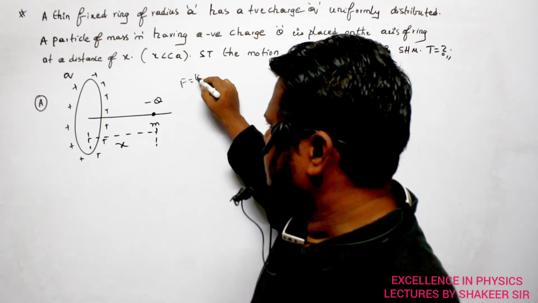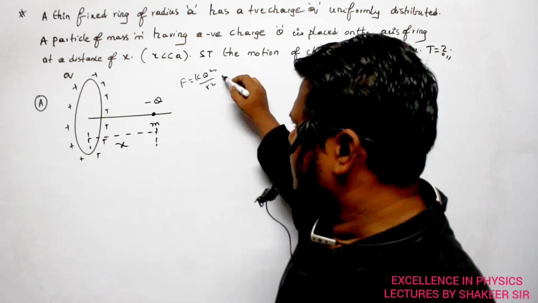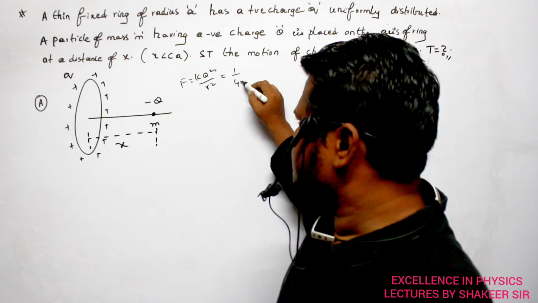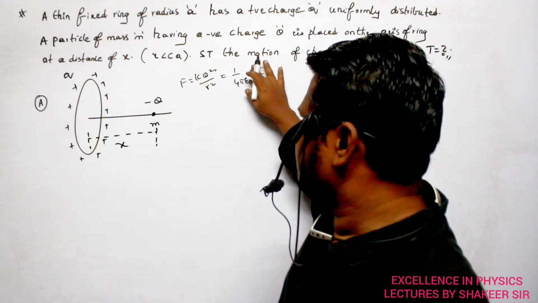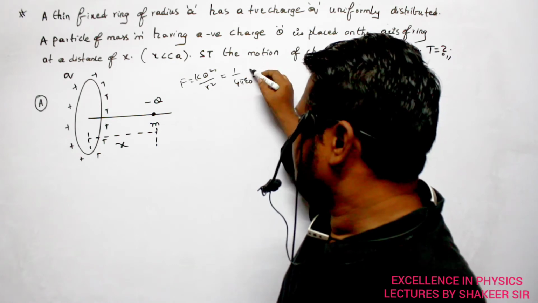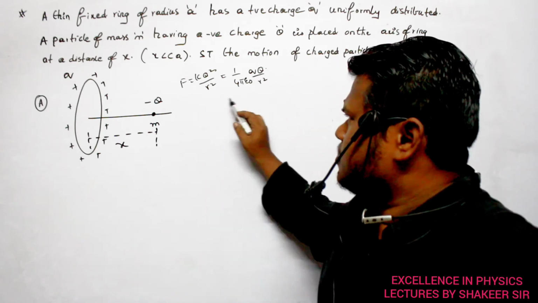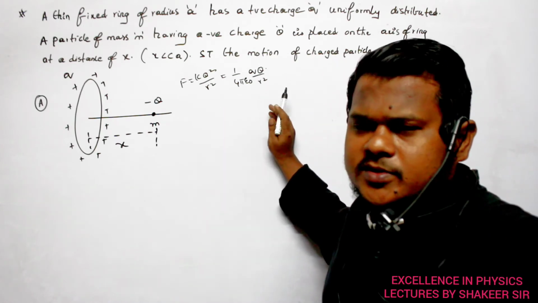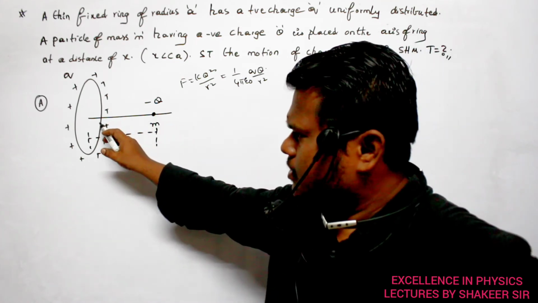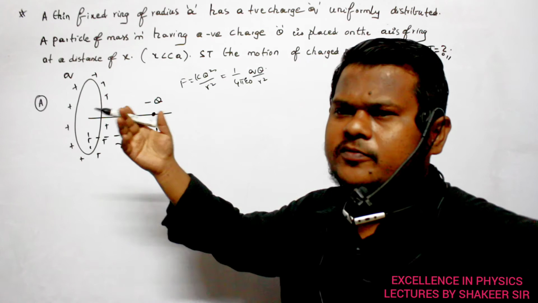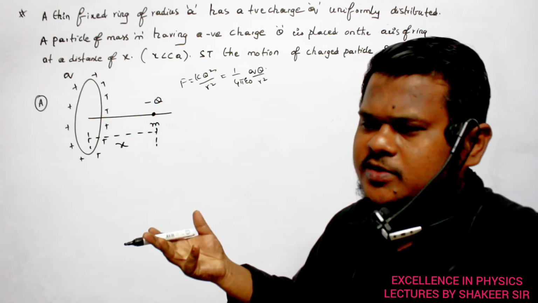Force of attraction depends on what? F is equal to kq square divided by r square. This is the formula of force, where k is 1 by 4 pi epsilon naught. So 1 by 4 pi epsilon naught q square divided by r square, or I can write q1 q2. So q into capital Q divided by r square. So force is inversely proportional to the square of the distance between the charges. At the center, this negative charge will experience maximum force.